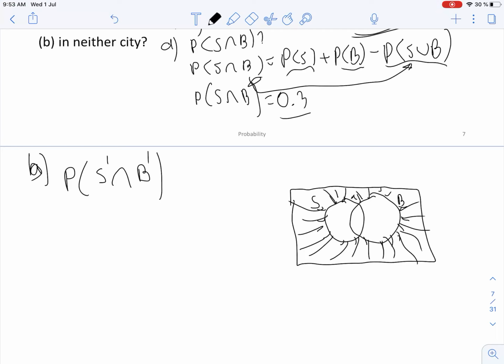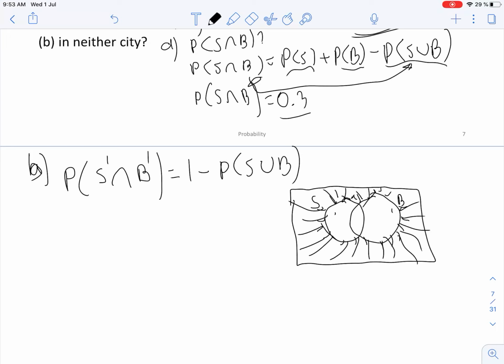But we need to remove this area, right? The two circles. So what is that? Remember, that's the union. The two circles together, that's the union, right? Because it includes the probability of S plus the probability of B and includes the intersection, the overlapping. So one or the other one or both of them, right? That's the union. So this expression is equivalent to the whole rectangle, the whole sample space, minus the two circles together. So that's minus the probability of S union B.